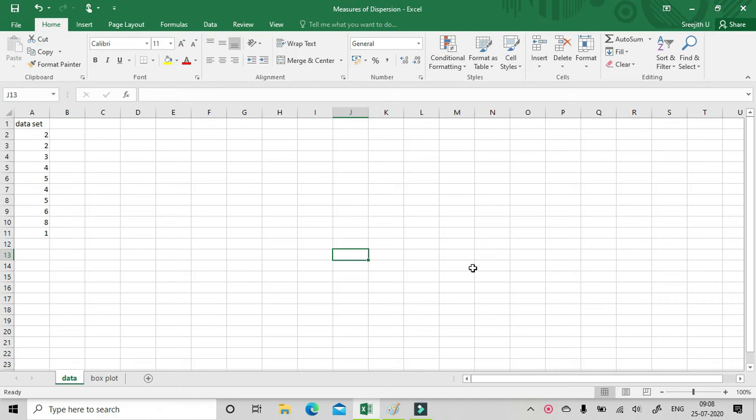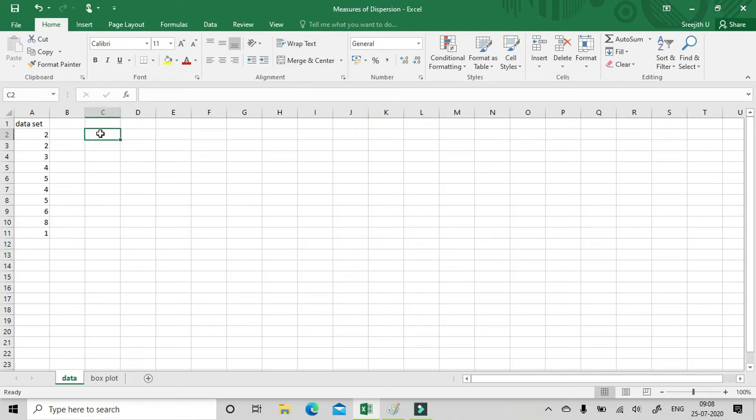So basically, what are measures of dispersion? Measure of dispersion basically tries to get a sense of the data, how scattered the data is. Okay, so dispersion is the extent to which values in a distribution differ from the mean value, from the average of the distribution. Okay, so I'll try to explain this with the help of examples.